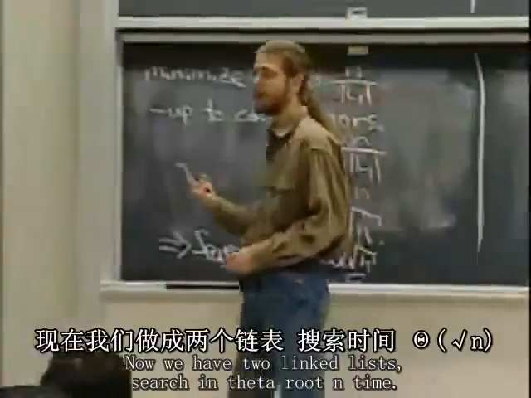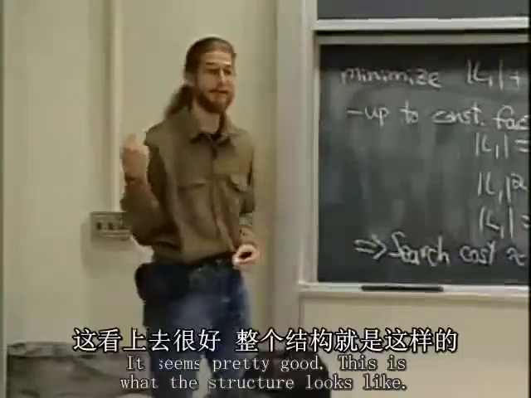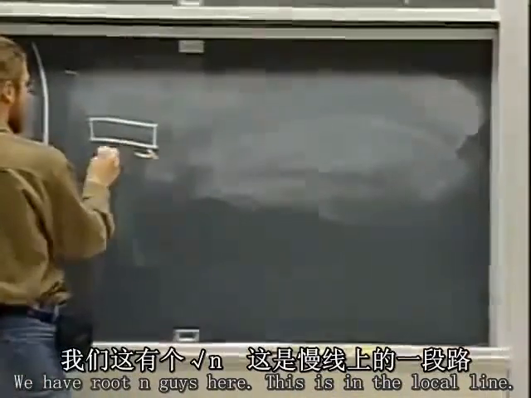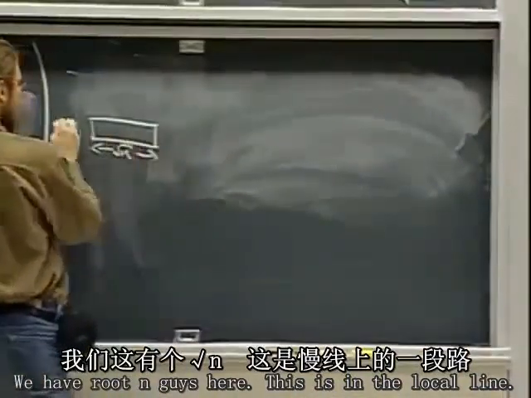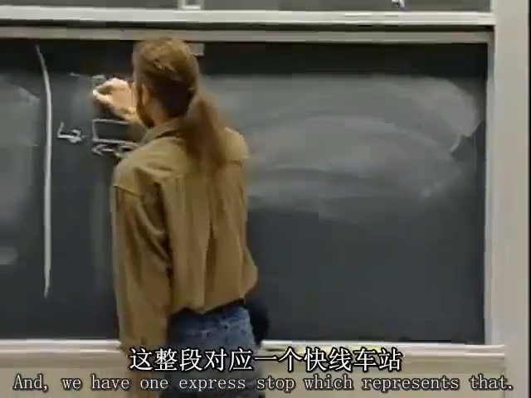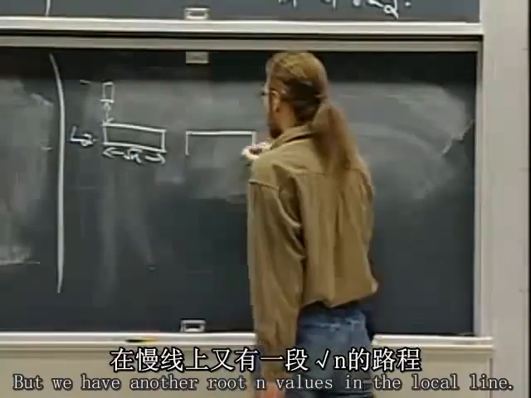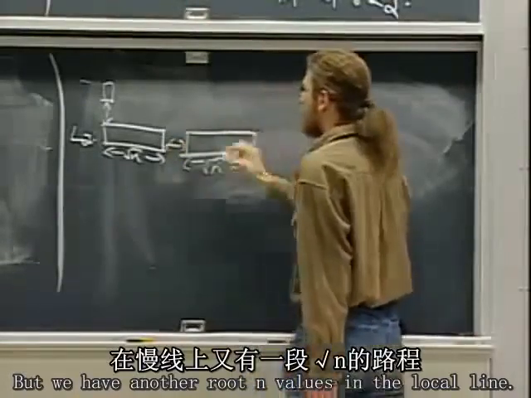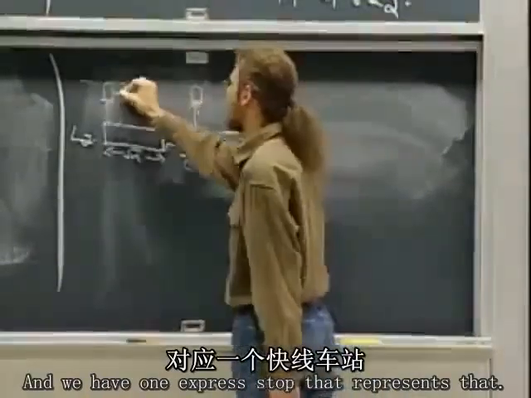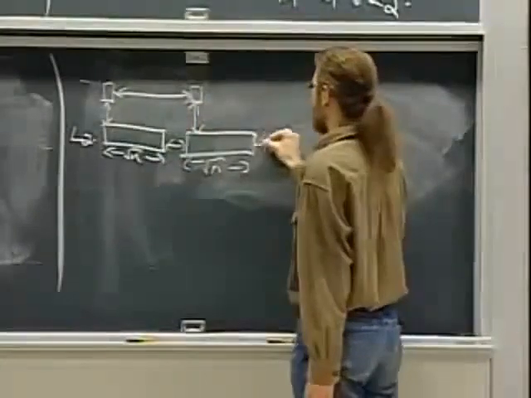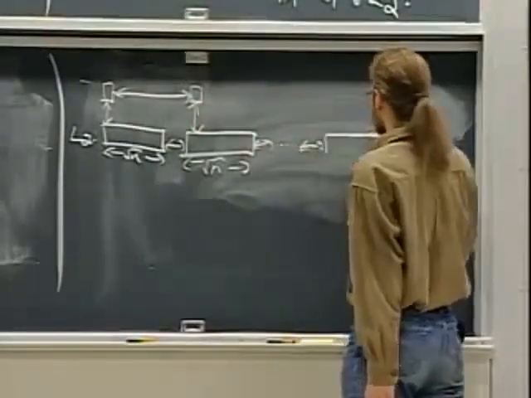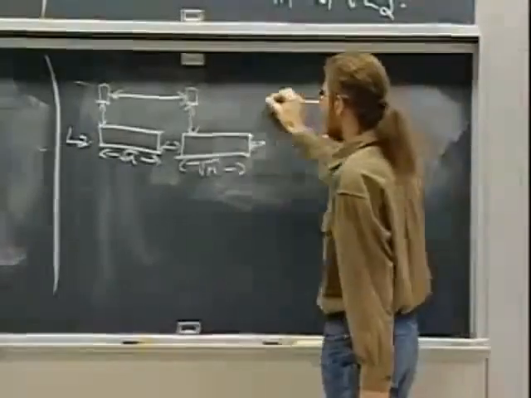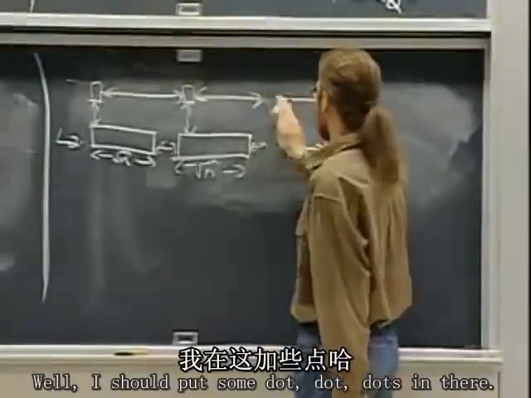That seems good. We started with a linked list that searched in theta n time per operation. Now we have 2 linked lists that search in theta root n time. Seems pretty good. This is what the structure looks like. We have root n guys here in the local line, and we have one express stop, which represents that. Then we have another root n values in the local line, and we have one express stop that represents that, and these two are linked, and so on.